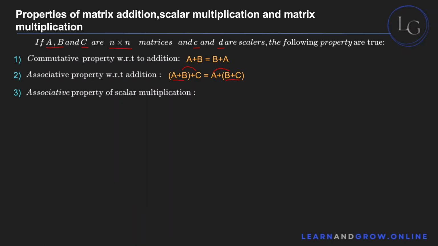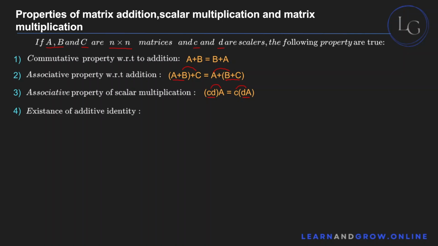Now, associative property of scalar multiplication. Again, brackets first, everything else afterwards. So if you multiply scalars c and d and then you multiply the resulting scalar with the matrix A, it is equal to as if you multiply scalar d into matrix A and then you multiply c into the resulting matrix. Both of these are equal.